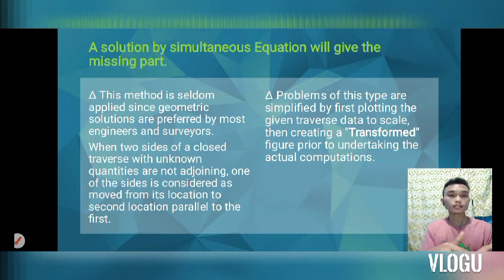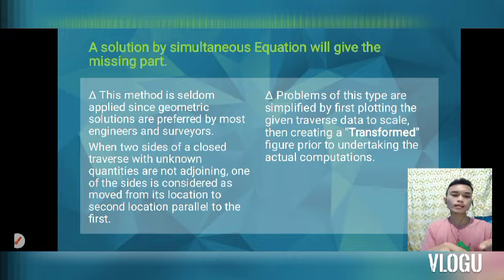The unknown quantities are not adjoining. One of the sides is considered as moved from its location to a second location parallel to the first. The problems of this type are simplified by first plotting the given traverse data to scale, then creating a transformed figure prior to undertaking the actual computations. So, this simultaneous computation is only seldom used. Why seldom? It is because geometric solutions are most preferred.